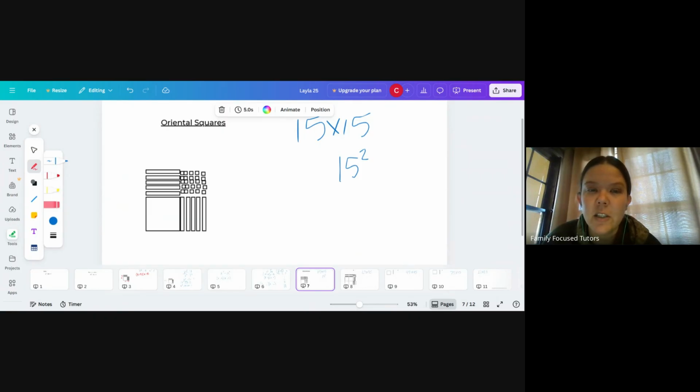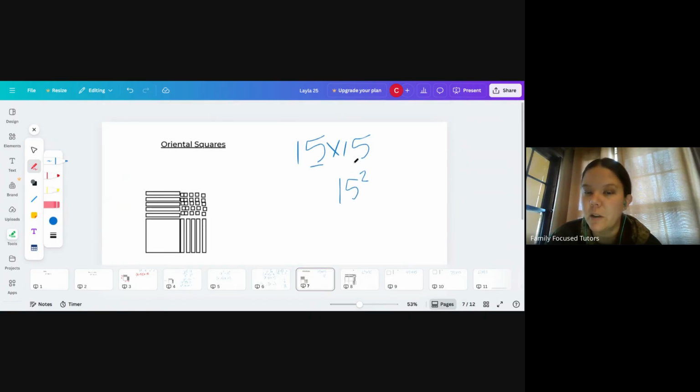So this is called Oriental squares. It works when the two numbers that you're squaring, so if you have 15 squared, when the last number is 5, or when the last number adds up to 10. So 5 plus 5 is 10. And then our first two numbers are the same. So 1 and 1, those are the same. Okay.